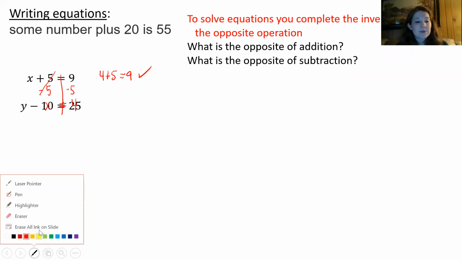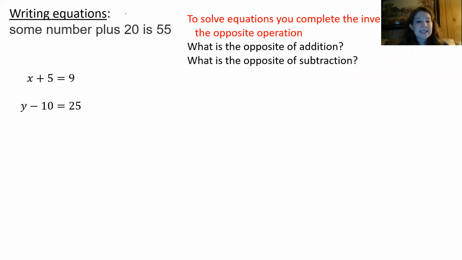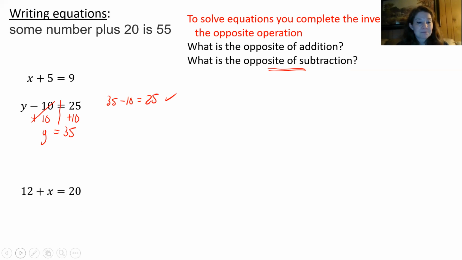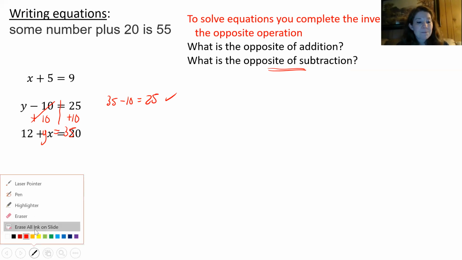All right, let's look at the next one. Y minus 10 equals 25. What is the opposite of subtraction? The answer is addition. So I'm not going to write minus 10. I'm going to write the opposite. I'm going to write plus 10. So whatever I do to one side, I'm going to do to the other side. This cancels. Y is equal to 35. Does 35 minus 10 equal 25? Yes, it does.